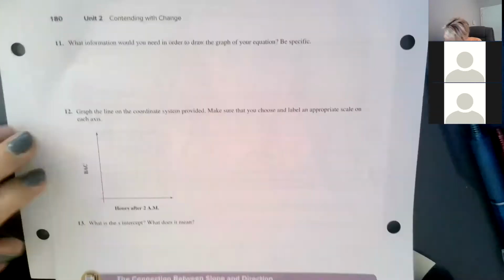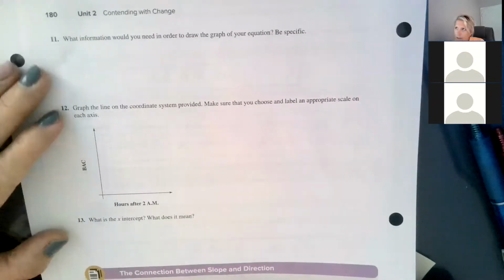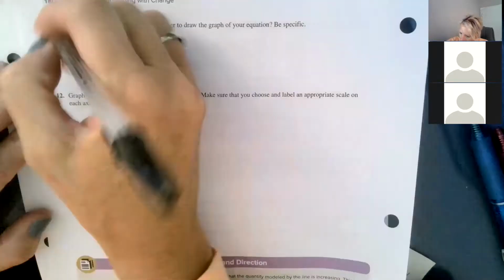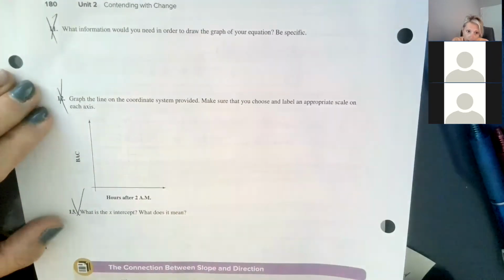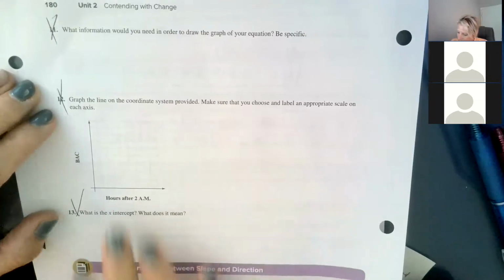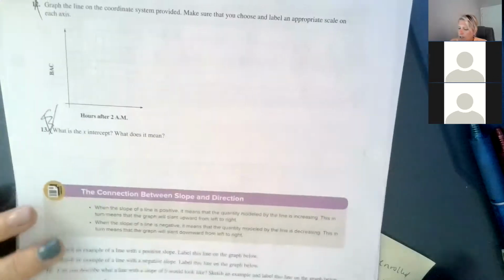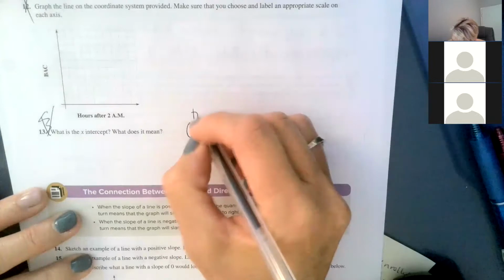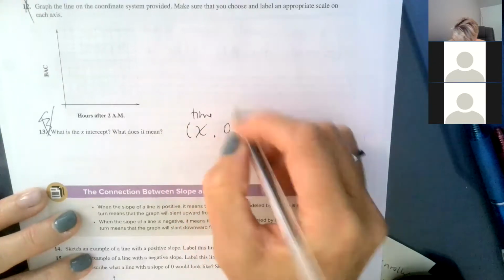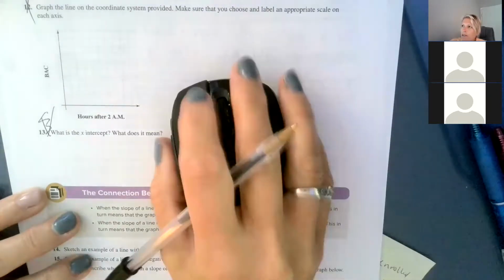And 11, 12, and 13 are all going over things that we've already done in Desmos. So you don't even have to worry about those, because we've already drawn the graph, we've already used the graph to answer some questions, and we've already talked about the y-intercept. Oh, it says, what is the x-intercept and what does it mean? Ooh, the x-intercept, that's a good one. The x-intercept would be the x time when he doesn't have any alcohol in his blood.